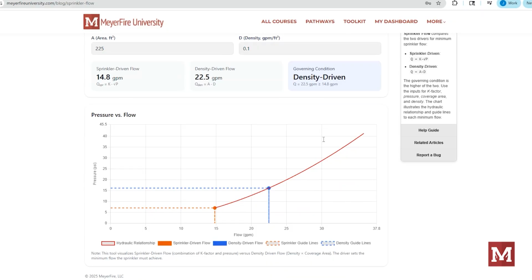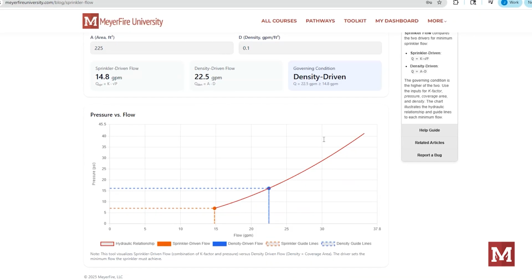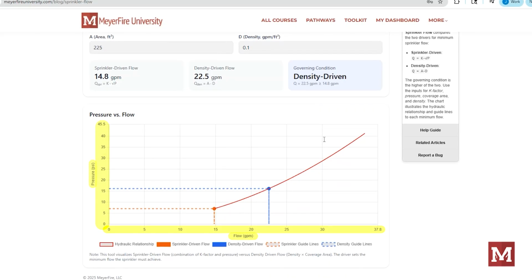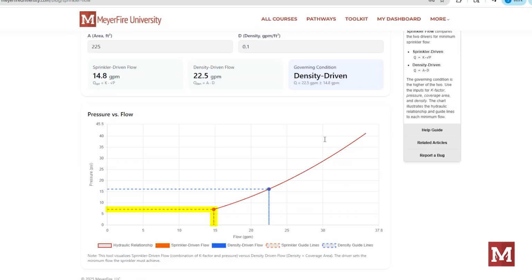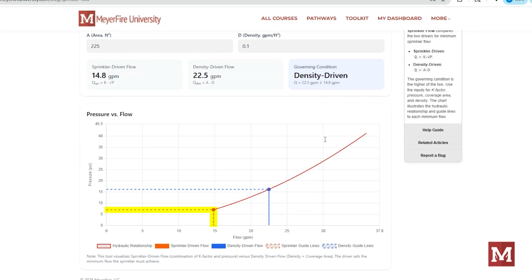We can graph this and make it visual and more complicated just for fun. The upward curve here shows us the hydraulic relationship, with flow along the x-axis at the bottom and the pressure of the sprinkler going vertical on the y-axis. In orange, we see our first driver, the sprinkler-driven flow. This is the flow equals K times the square root of P relationship. It's the flow from the K-factor and minimum pressure.